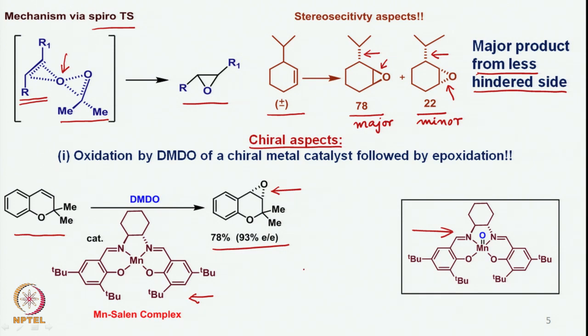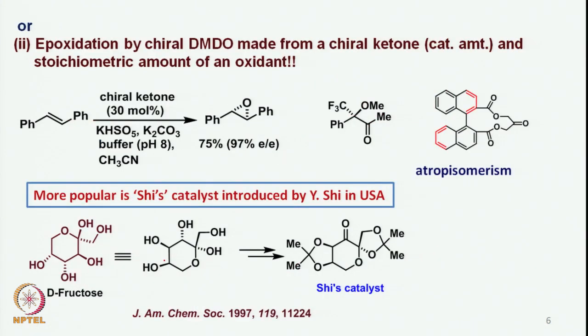This is something that we will discuss in a little more detail later on when we do the asymmetric epoxidation. So this is called Katsuki-Jacobsen epoxidation, and I have mentioned it here mainly because it utilizes DMDO in the reaction. Of course, you can also use some other oxidizing agent, but again the advantage of using DMDO is that the side product is a ketone, that is acetone.